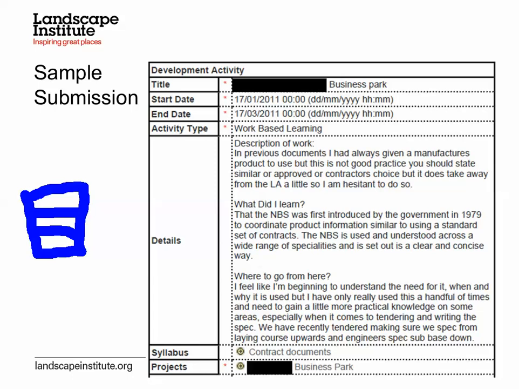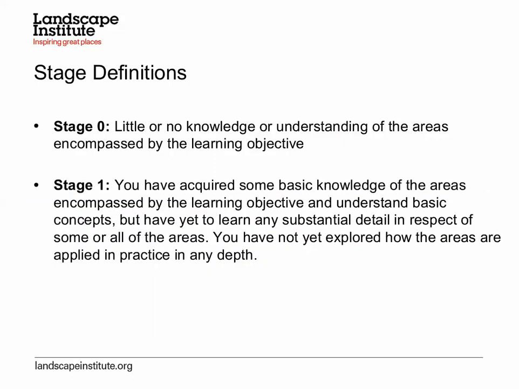Okay, so let's move on to the stage definitions, because of course whatever your candidate does submit and whatever they do write, you in your meeting with them need to then think about where they come on the 0, 1, 2, 3 and now 4 scale. So let's look at those stage definitions in a bit more detail.